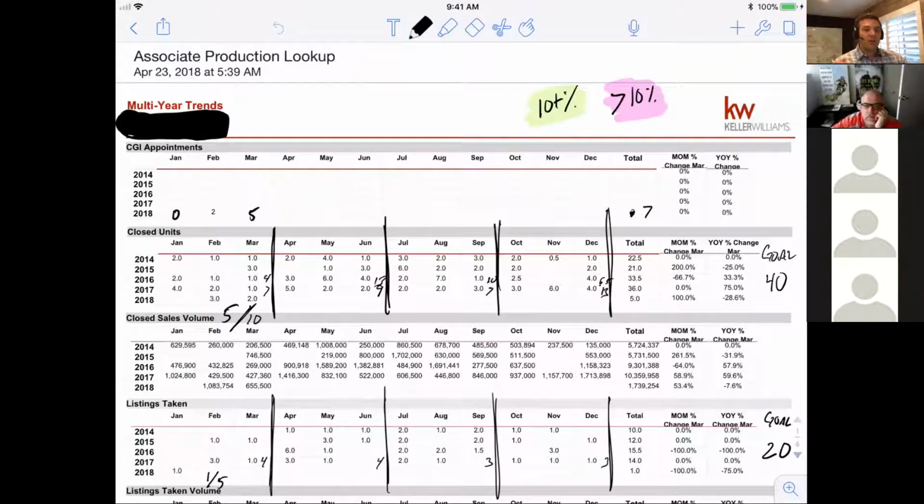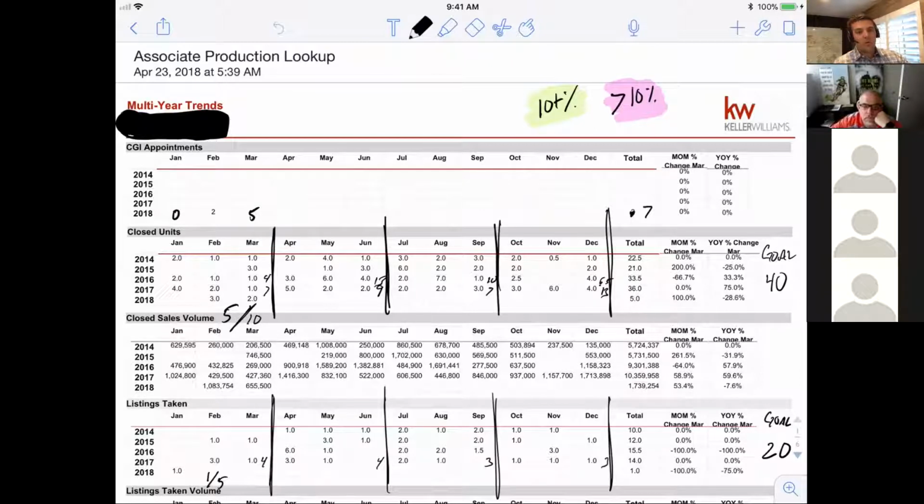So one of the things that if you're newer to KW, or if you've only been here for a year, what I would encourage you to do is actually go back the first time that you print this out and fill in as much of the information as you can over the last couple years, so that you can still make predictions off your business.